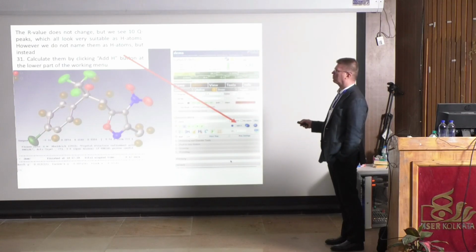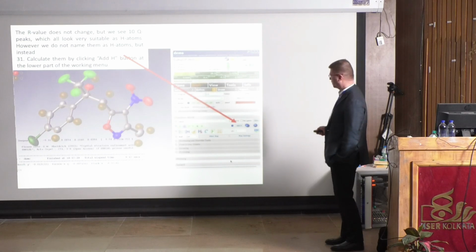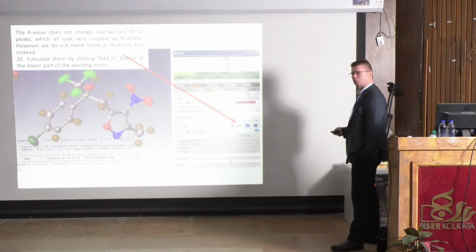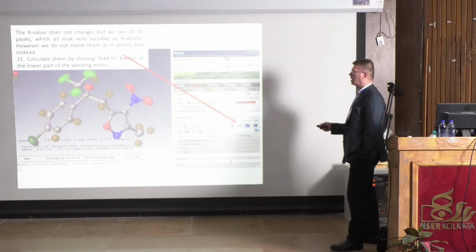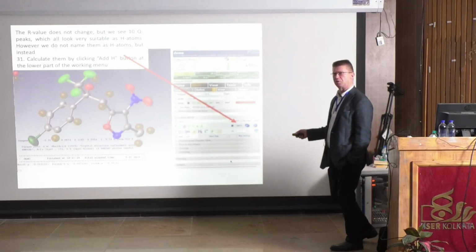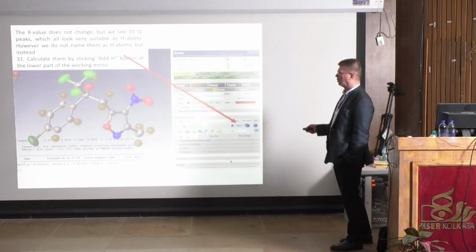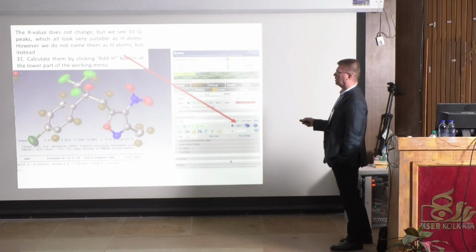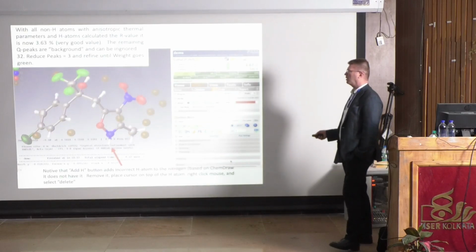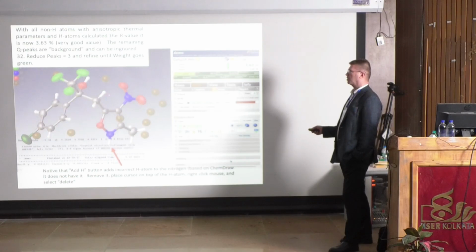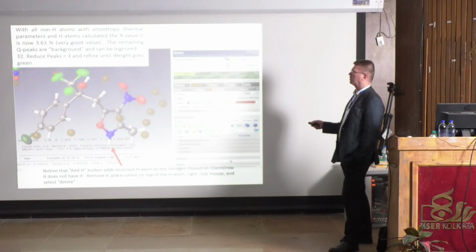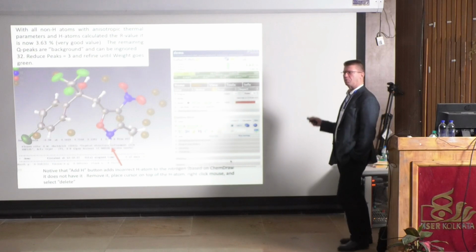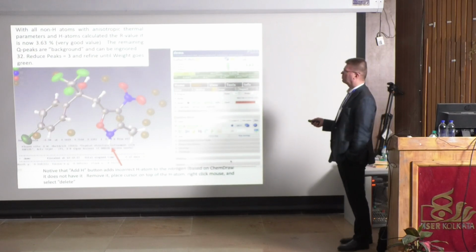We don't have to place the hydrogen atoms manually, because there is a very nice knob here, add hydrogen. So the program can calculate the hydrogens in the correct positions. So we click the add hydrogen button in the lower corner, and now the hydrogens appear as small white balls here. And now with all the other non-hydrogen atoms, our calculated R value is now 3.6. So we started from 50 and we go to 3.6.